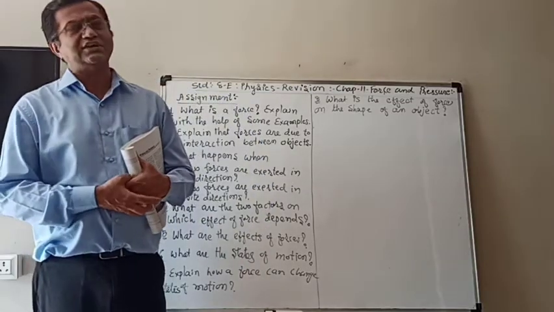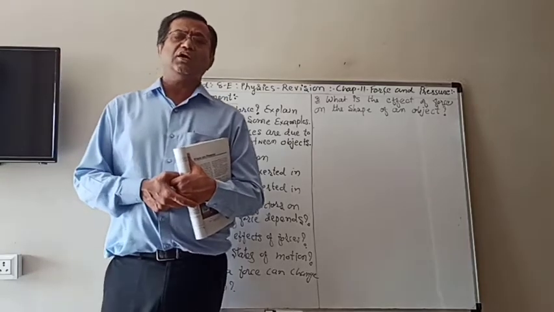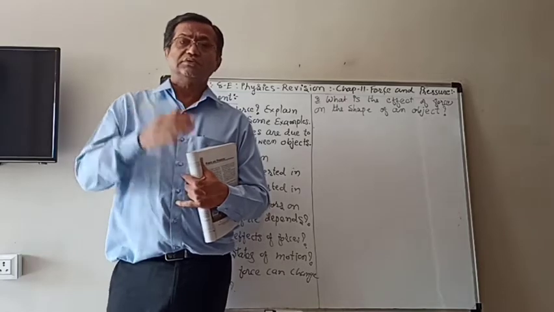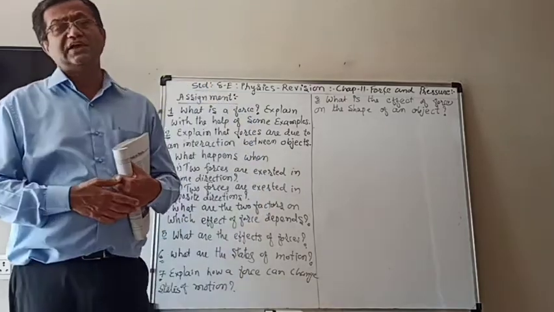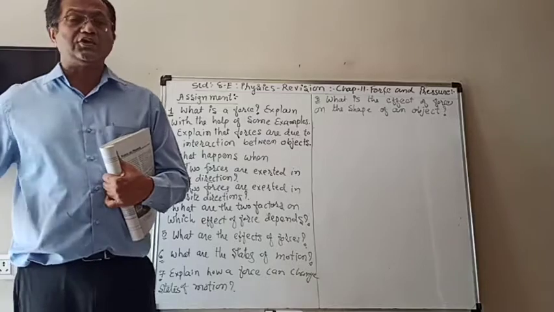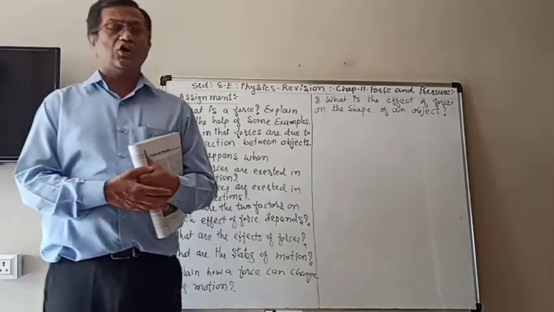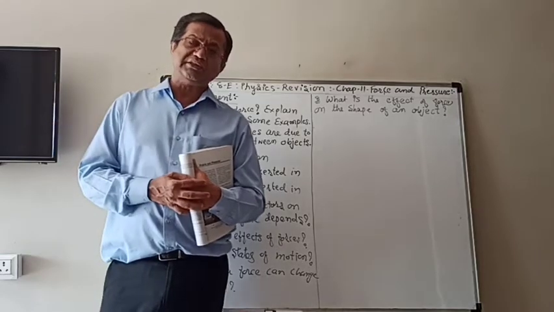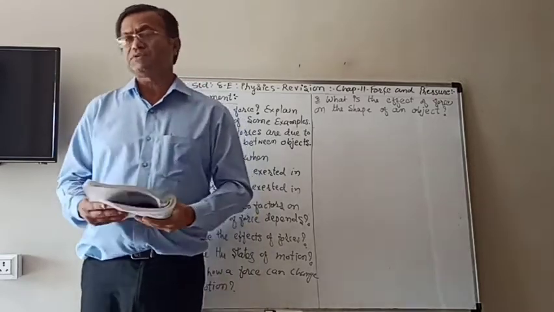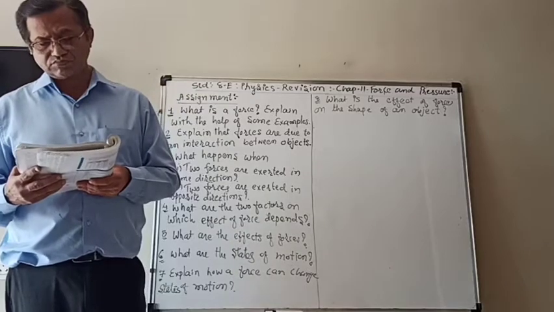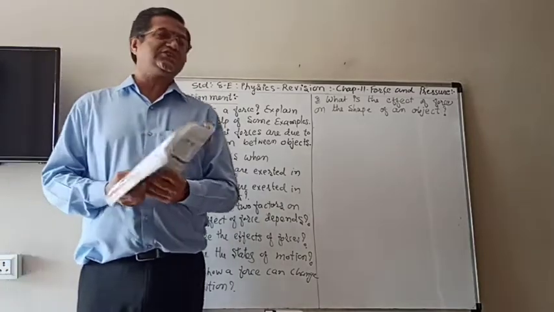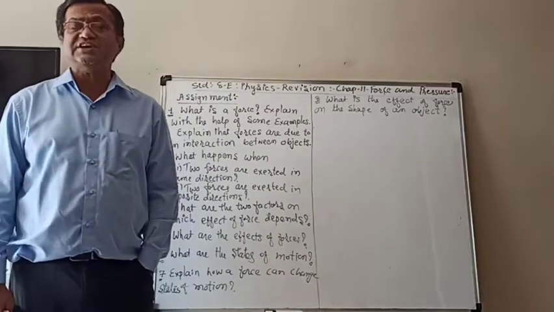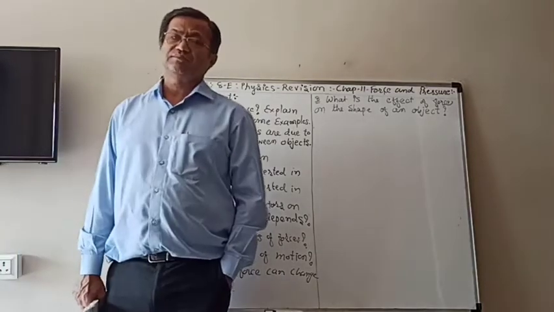Sometimes we observe that moving objects get slow and then stop. For example, a ball rolling on a ground or on a floor gradually slows down and then stops moving. Sometimes we see that objects which are moving can change direction also.